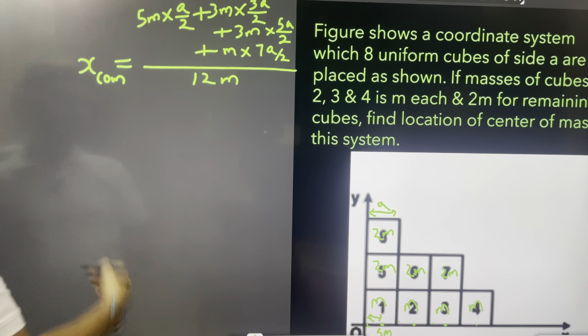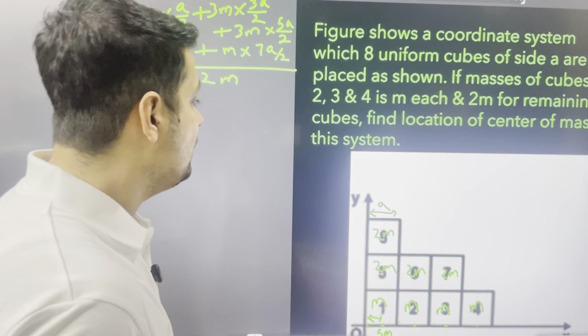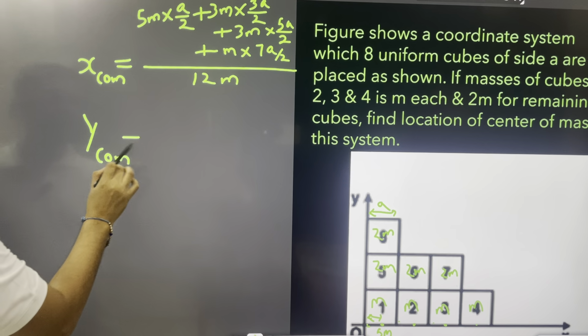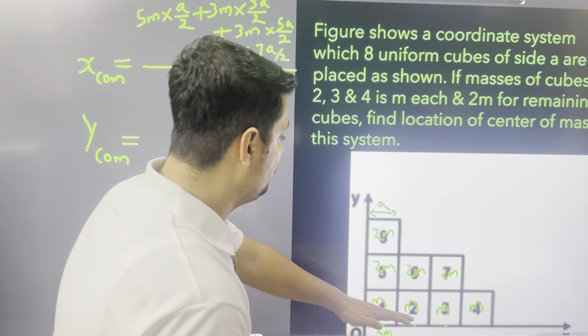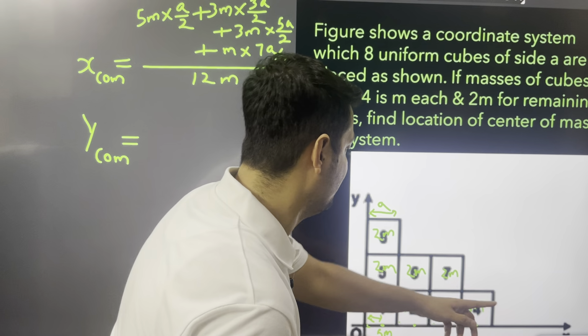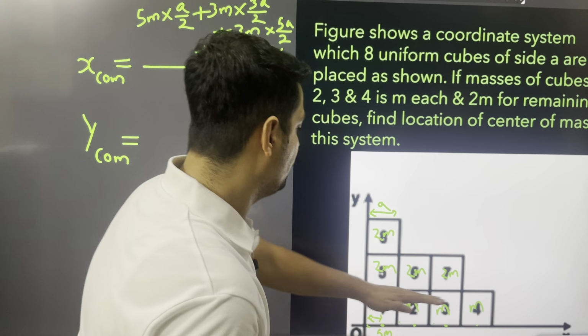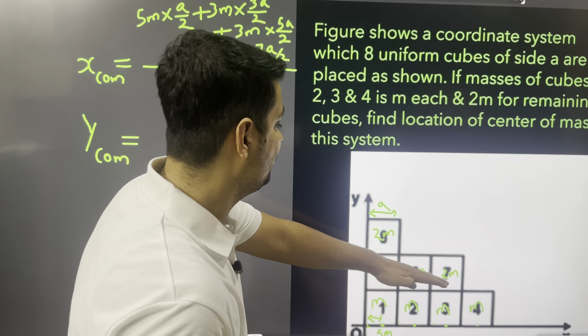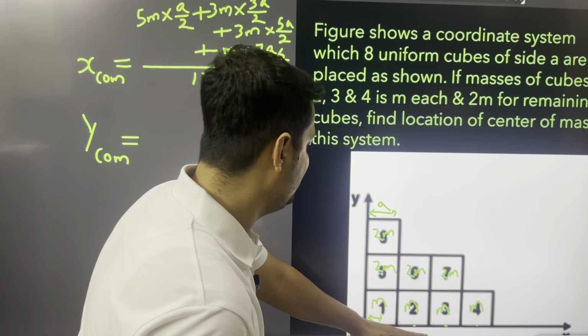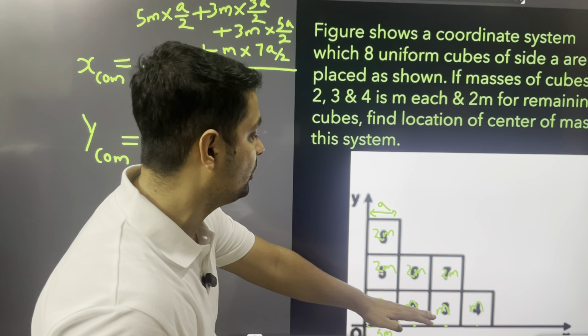You will solve this, you will get the x center of mass. Same way, y center of mass you have to find. So see here, for y center of mass we will go along the y-axis. Along the y-axis, this is m, this is 4m. So one system is 4m, another system is 6m, then another system is 2m. For 4m, from here it will be a by 2, the physical center, because it is uniform.